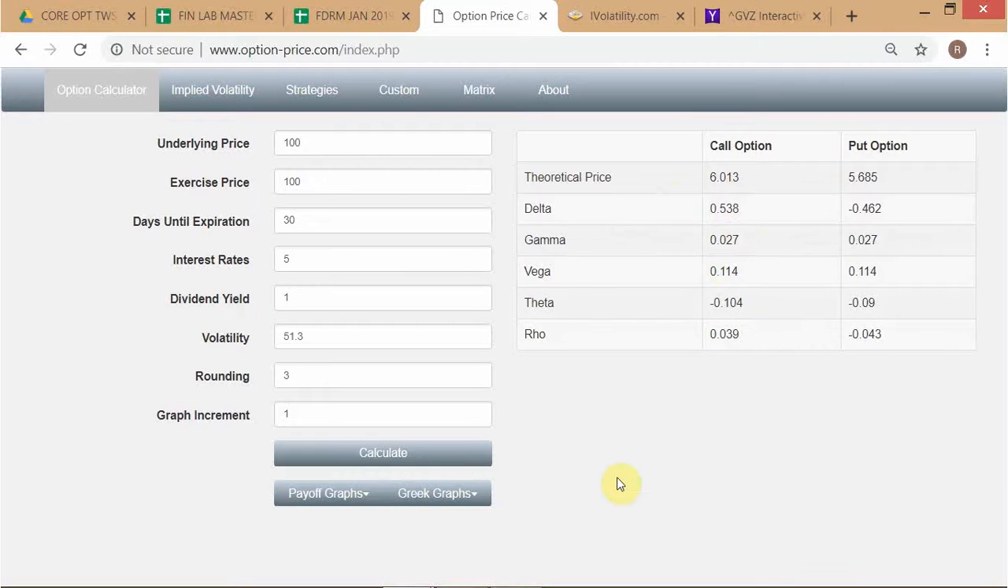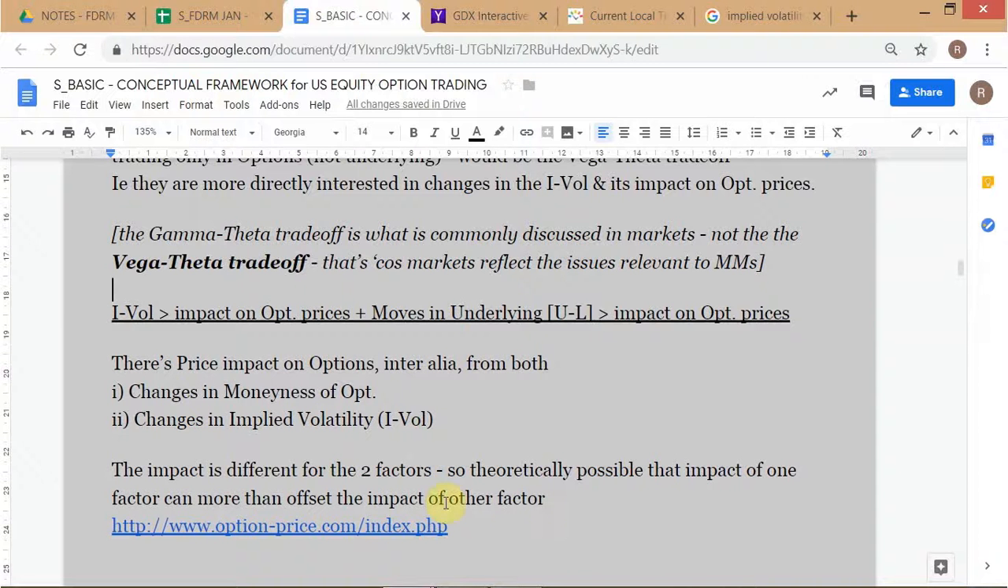Therefore, in order to benefit from the Vega, you want to be long options. But when you go long options, every day you're getting hit by the theta. So it's very delicate, and you have to get your timing exactly right, and that's the trade-off that you're facing.